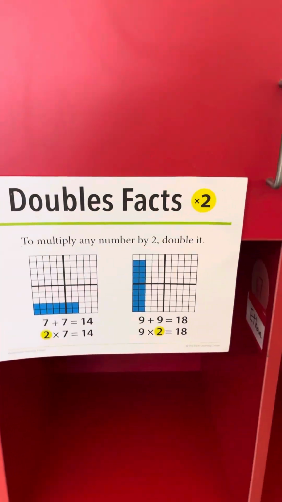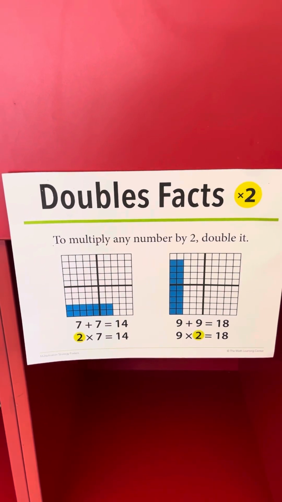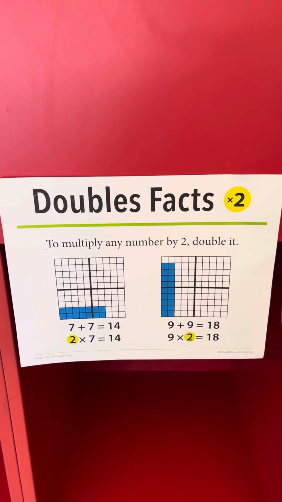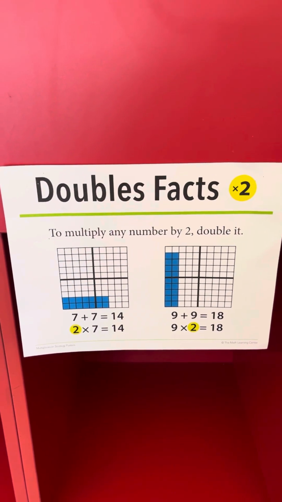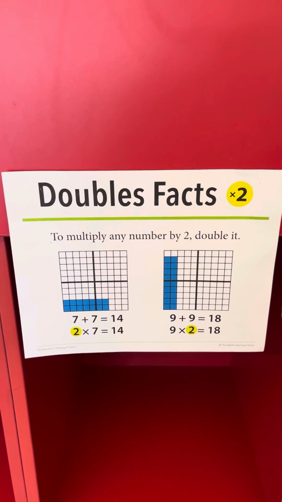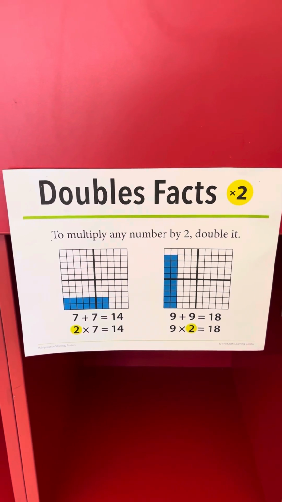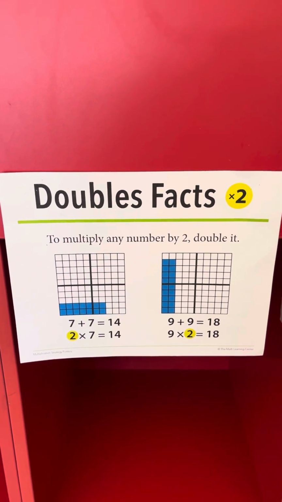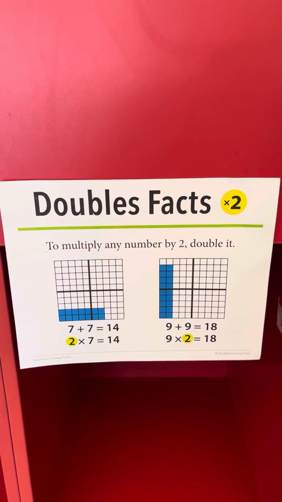Next, we might logically move on to our doubles facts, or multiplying by 2. To multiply any number by 2, you double it. Lots of third graders sometimes ask, what does the word double mean? Double means add the number to itself. So if you think back to second grade, when you learned your doubles addition facts, you were doing things like 7 plus 7 equals 14, or 9 plus 9 equals 18. That is the idea or the premise behind doubles facts. We're multiplying by 2. We're doubling it.